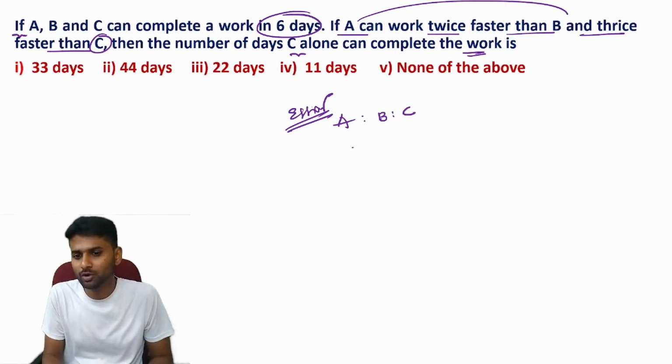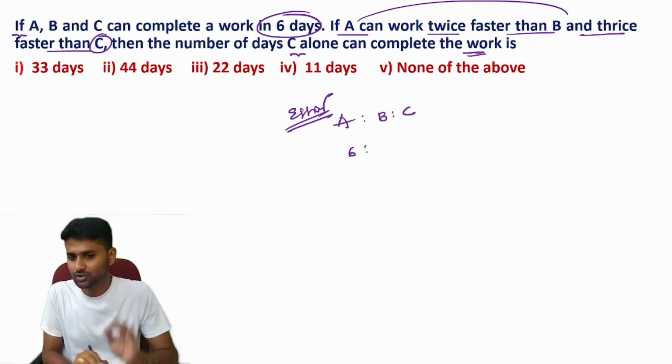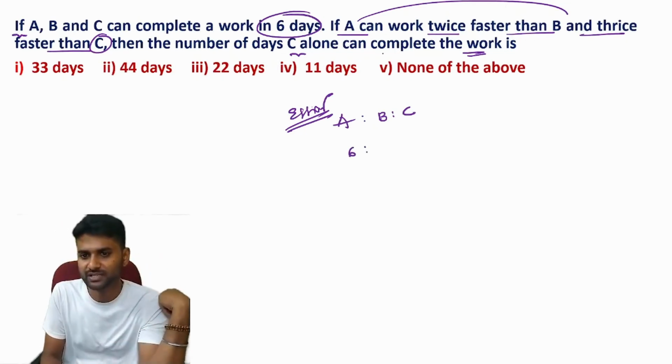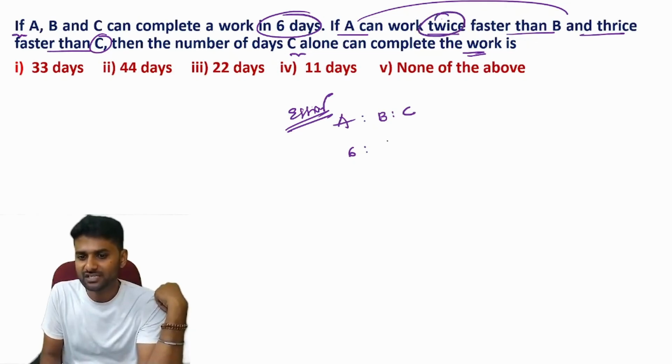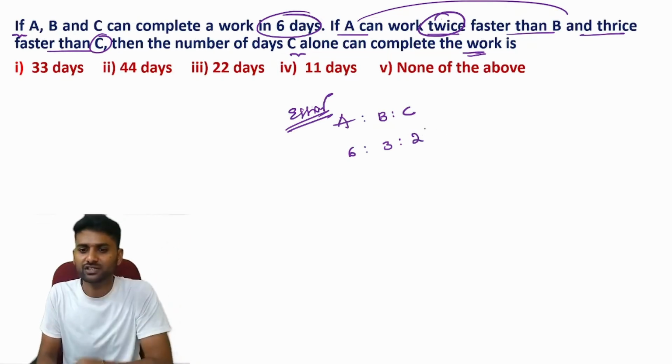Now A compared with B is twice, A compared with C is 3 times. That's why the common multiple of 2 and 3 is 6. Let us assume that A's efficiency is 6 units. A is twice as fast, so definitely B is 3 units. And A is thrice as fast, so definitely C is 2 units. Now see, 2 into 3 is 6, 3 into 2 is equal to 6. In this way you will get it.